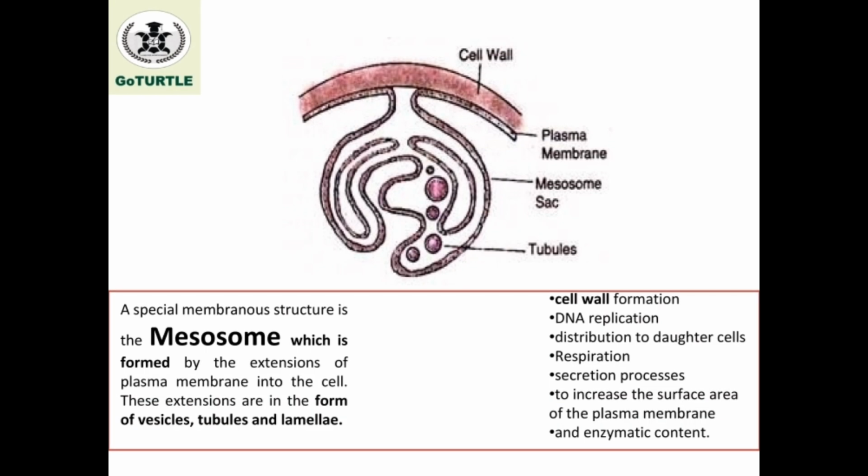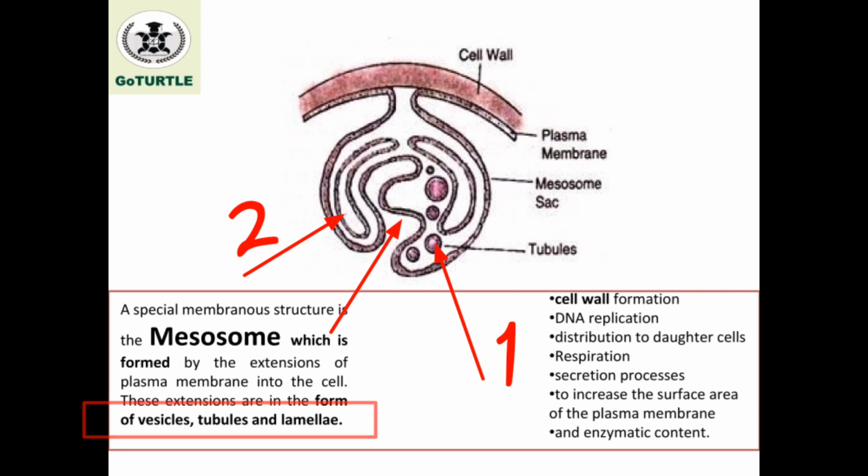Let's move to the mesosomal part. ये एक important question है नीट के पॉइंट ऑफ व्यू से. Outermost structure of the bacteria, that is cell wall, next to it is plasma membrane, and the infoldings of the plasma membrane, or we can say the extension of the plasma membrane, is the mesosome. It is formed in the three structures, that is vesicles, tubules and lamella.